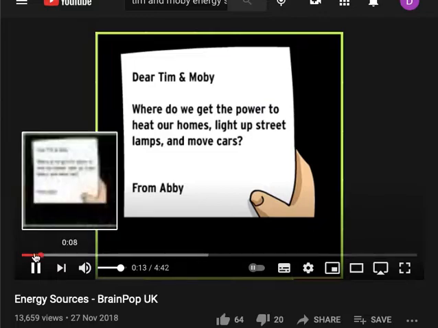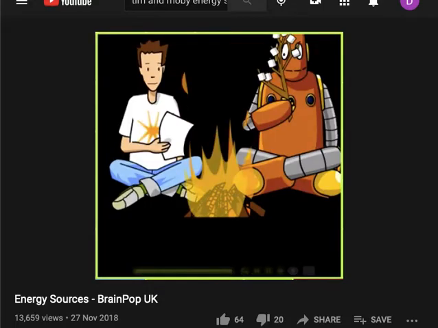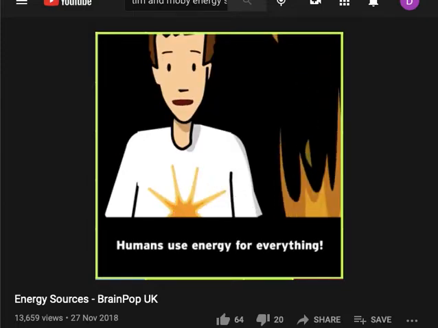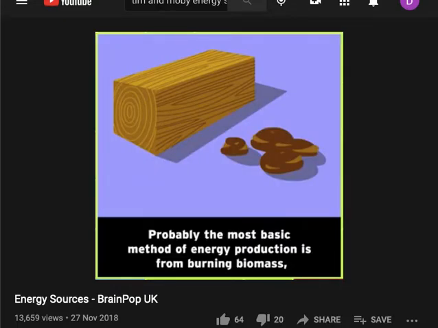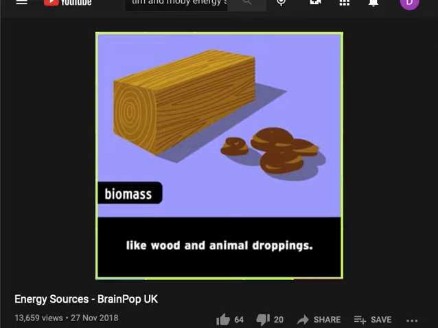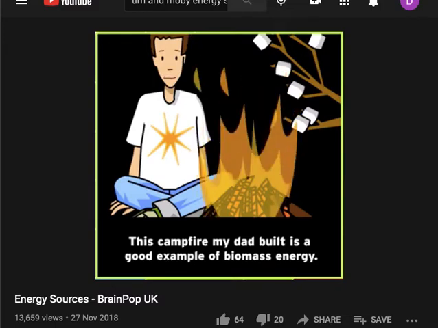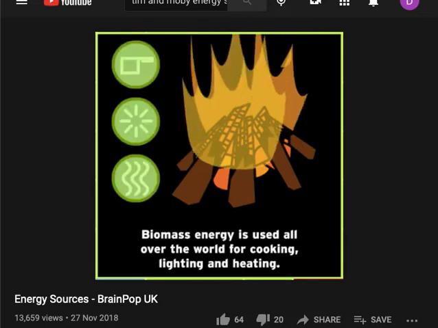Dear Tim and Moby, where do we get the power to heat our homes, light up street lamps, and move cars? From Abby. Humans use energy for everything. As a result, we've come up with a lot of ways to generate it. Probably the most basic method of energy production is from burning biomass, like wood and animal droppings. This campfire my dad built is a good example of biomass energy. Biomass energy is used all over the world for cooking, lighting and heating.